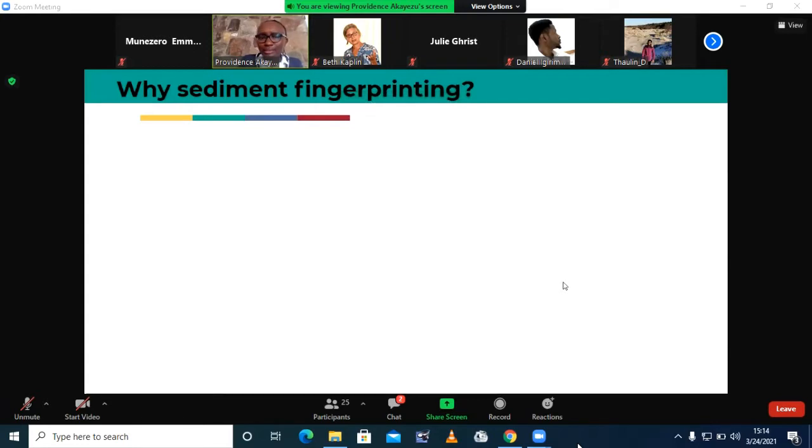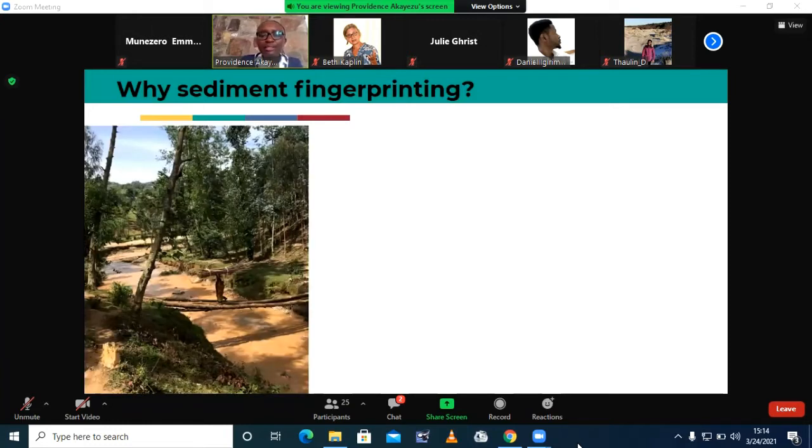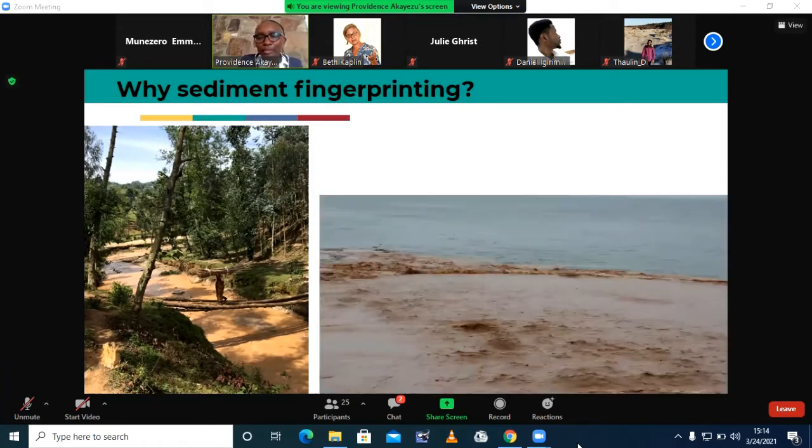Cool. So why sediment fingerprinting again? As I already mentioned, the river pollution is already happening, so we can see it. This is Sebeya River, and you will see that this is where it empties its water into Lake Kivu. So the whole river is observed as sedimented all the way from its origin to the outlet into Lake Kivu in Gisenyi.